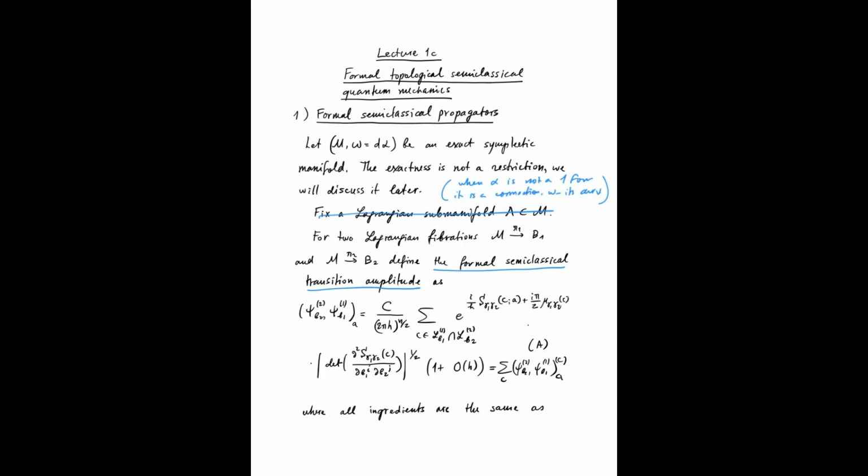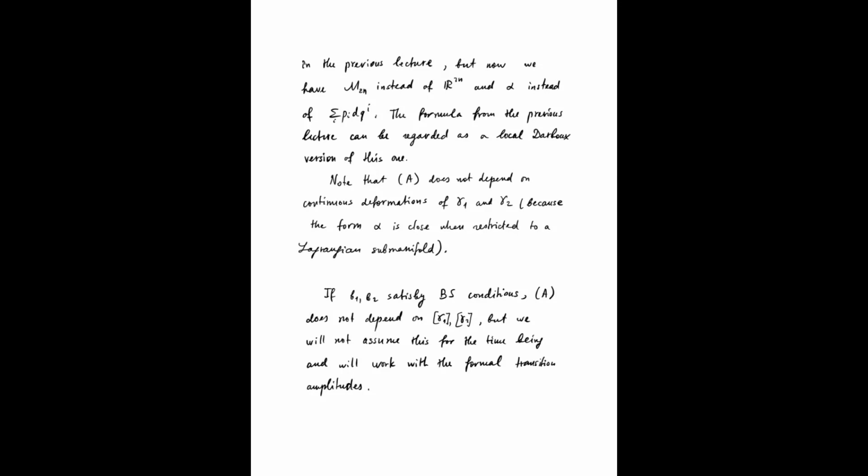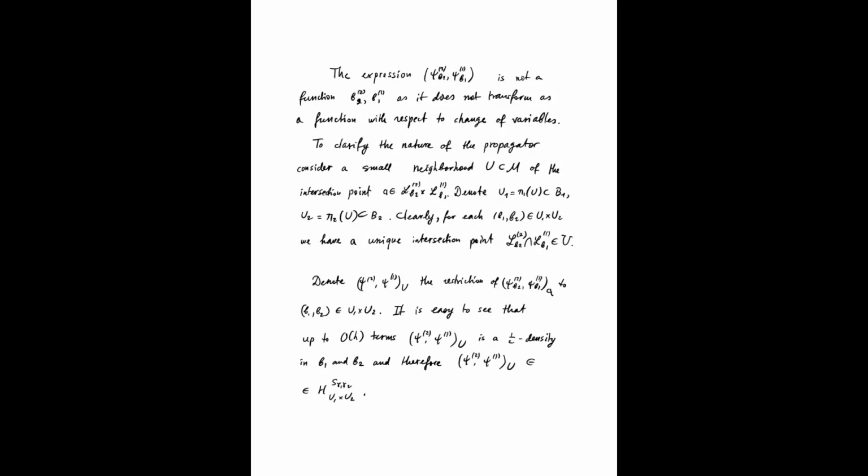It's just the same expression as before. All ingredients as we had, same as in lecture 1a, except that here the symplectic manifold is not T star of Q, but just any manifold. So everything is the same. Alpha doesn't have to be p dq. Now, just as before, this expression A doesn't depend on continuous deformations of gamma 1 and gamma 2. Now, if Bohr-Sommerfeld conditions hold, then it doesn't depend on topological classes of gamma 1 and gamma 2. But for the time being, we'll just assume that B are not quantized in the sense of Bohr-Sommerfeld.